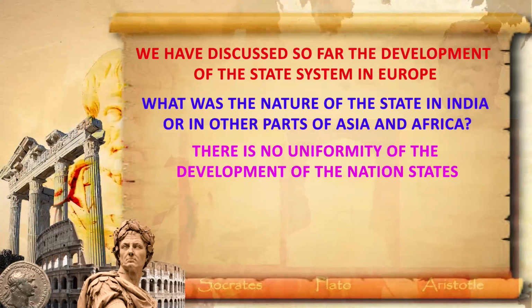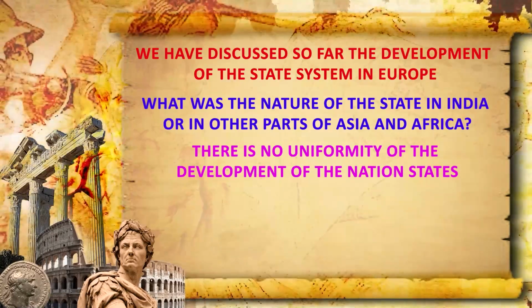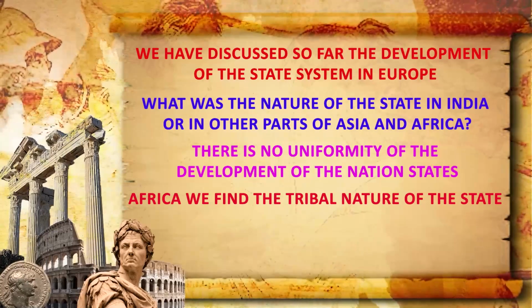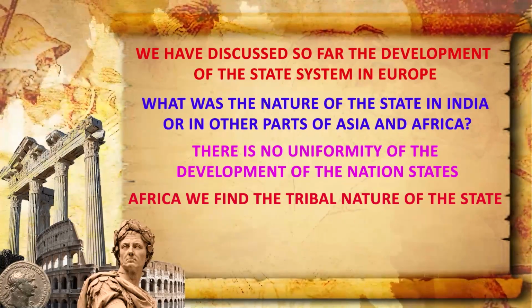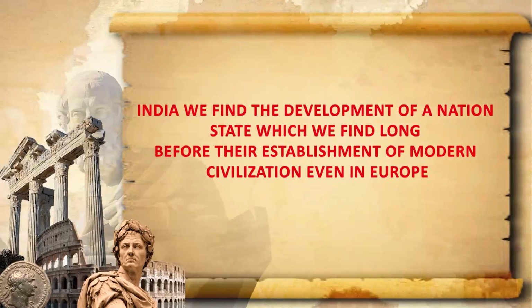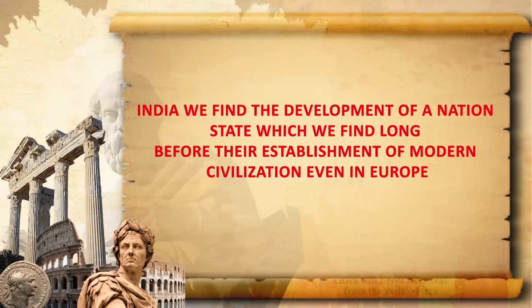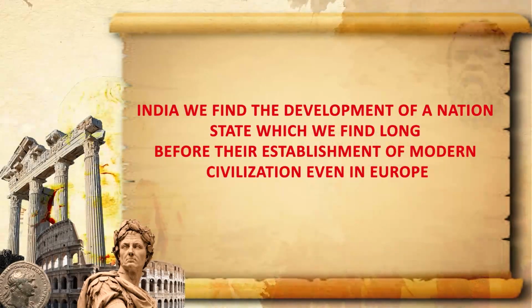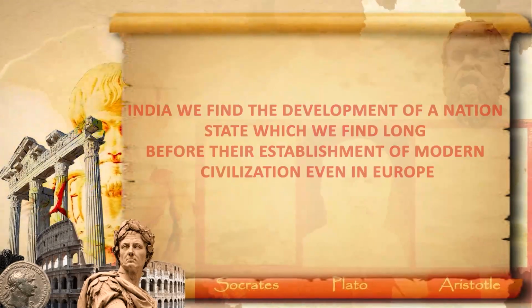Here also, there is no uniformity in the development of nation states. In Africa, what we find is the tribal nature of the state. Even in some parts of Africa, the states are in their primitive form. But what we find in India is the development of a nation state, which we find long before the establishment of modern civilization even in Europe.